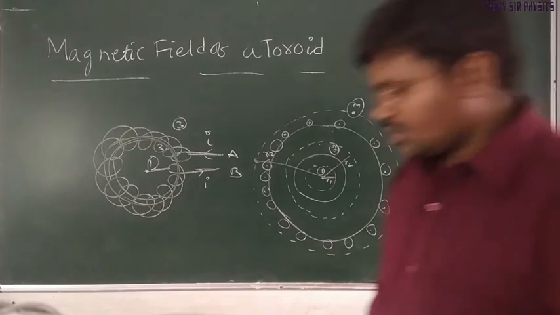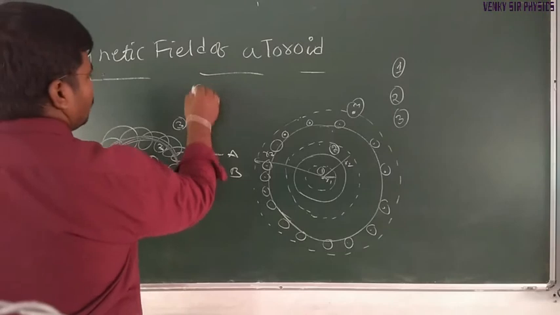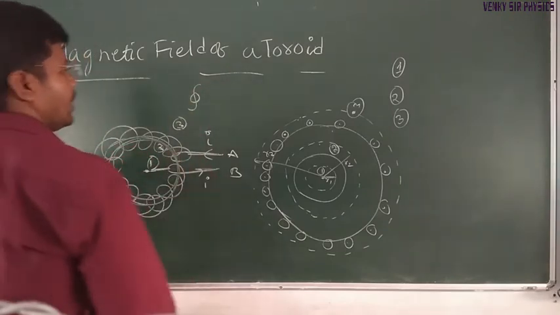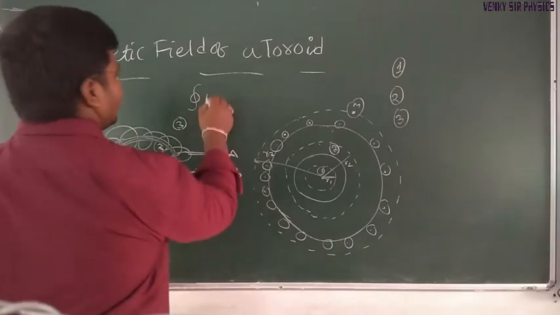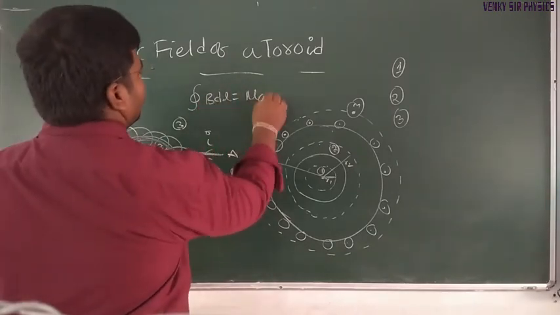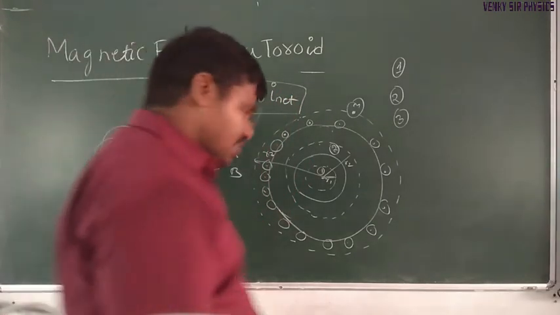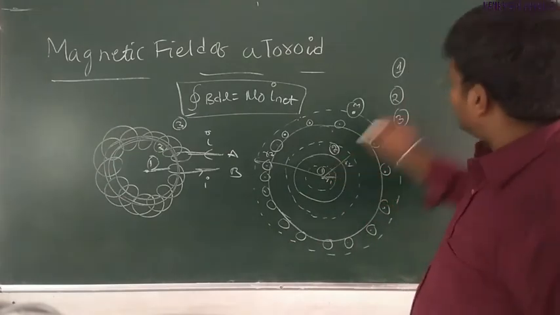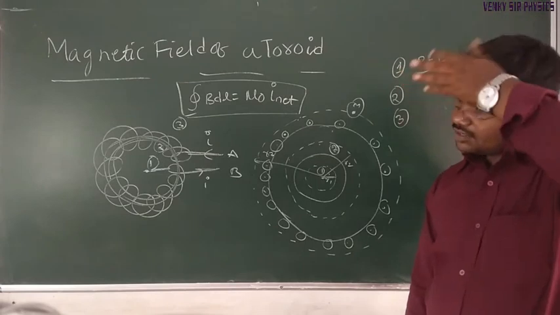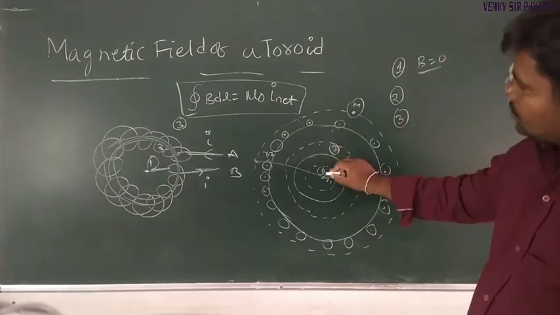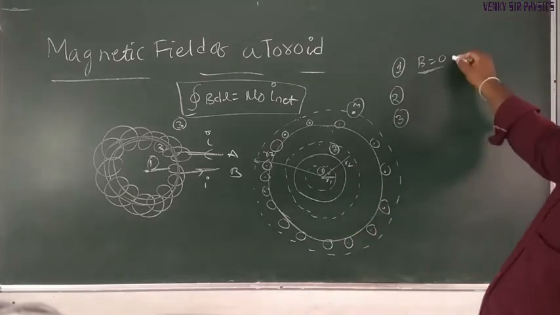So what is Ampere's circuital law? The line integral of a magnetic field over any closed path in vacuum is equal to mu naught times the net current. Integral B dot dL is equal to mu naught I net. This is Ampere's circuital law. See here, at position 1, B is equal to 0, which means directly we can say there is no magnetic field.